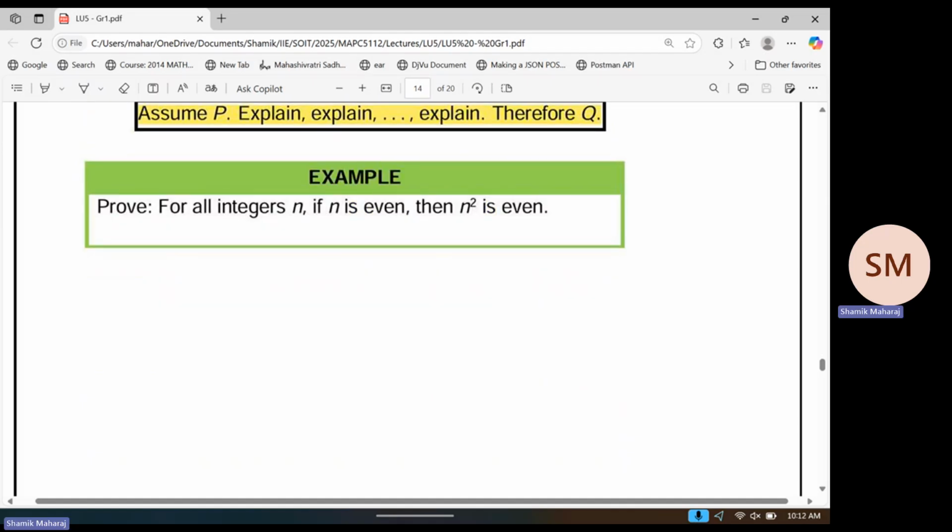The example here says prove for all integers n, if n is even, then n squared is even. Right, and clearly this has the form of implication. If something, then something. And let's just make sure we understand this. If n is even, that's P, then n squared is even. That's Q, right? This part in the beginning which says for all integers n, that's really just additional information. It's not a part of the implication, but it's there. So we have a restriction on n. So this first part here is P, the other part here is Q. Okay, so let's just let that sink in for a moment.